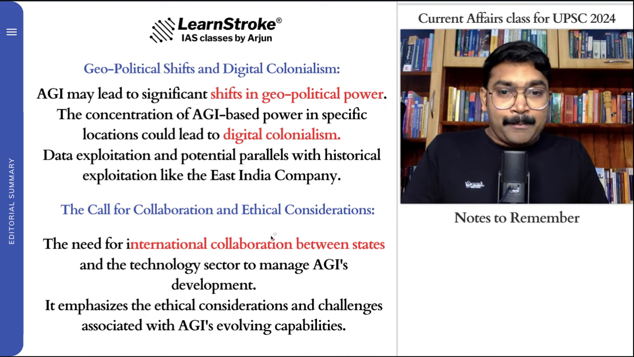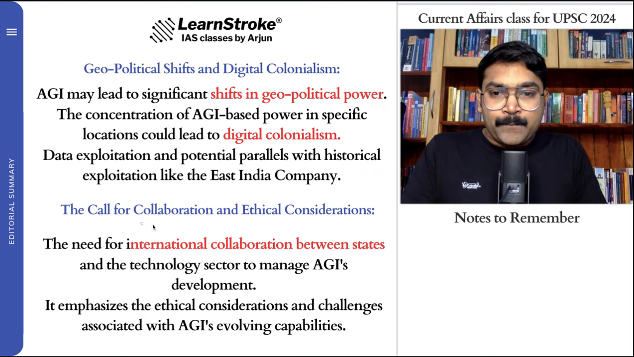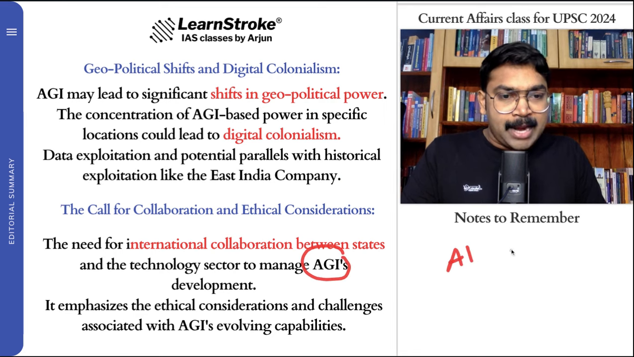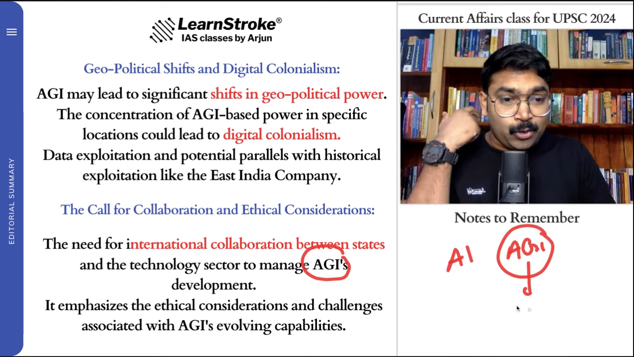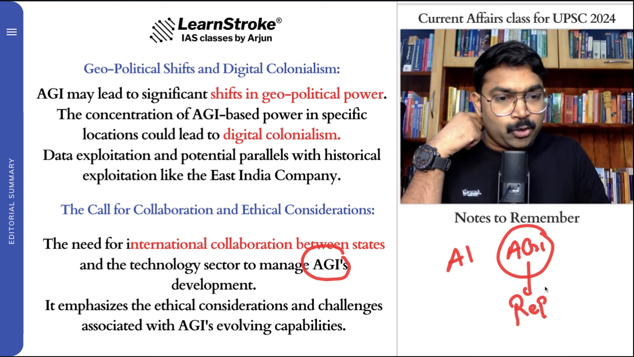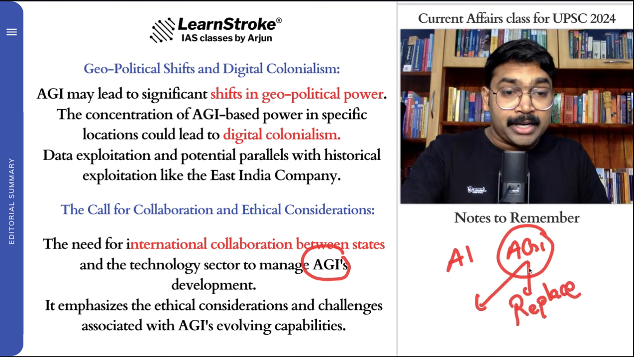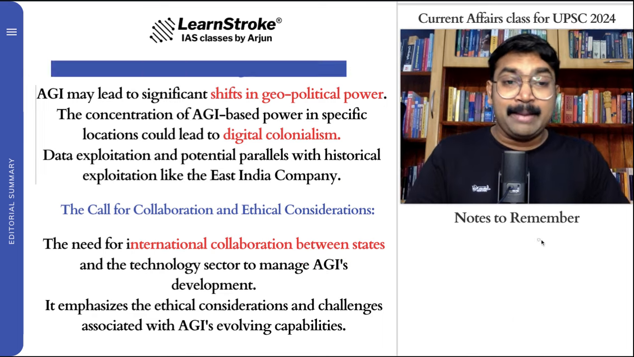So what does the community say? We need to have an international collaboration between the states and the technology sector to manage AGI development. So it's not like managing AGI. It can replace humans. At one point of time, it will replace humans. So very deadly. So we need to have an international collaboration to regulate this; that is the key important aspect of this article.